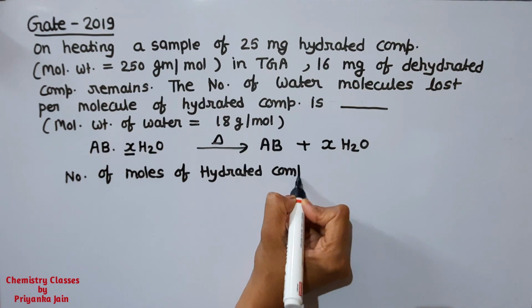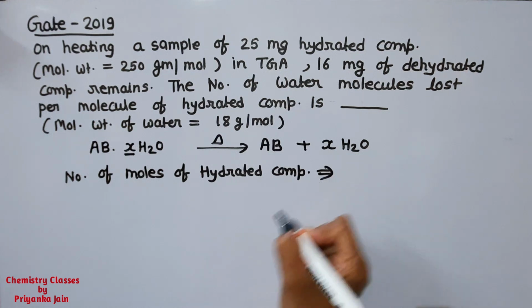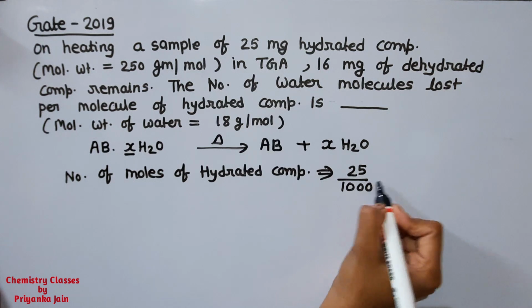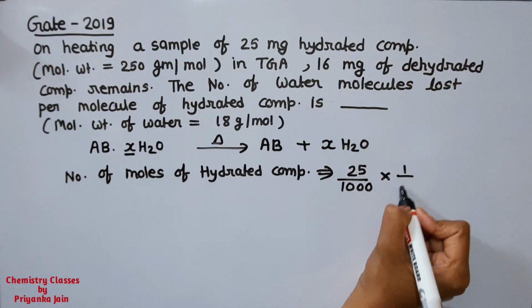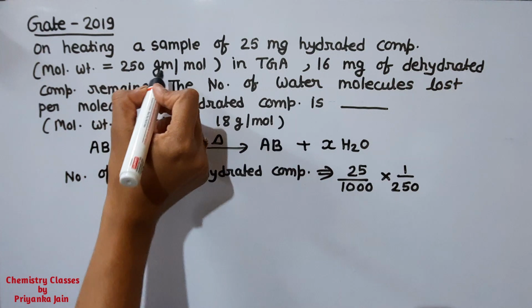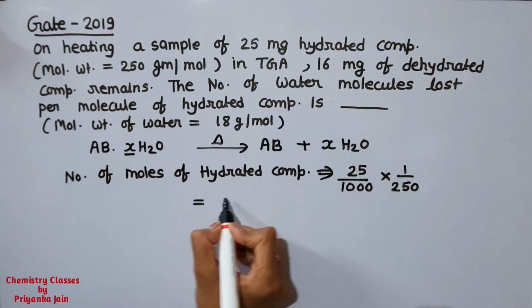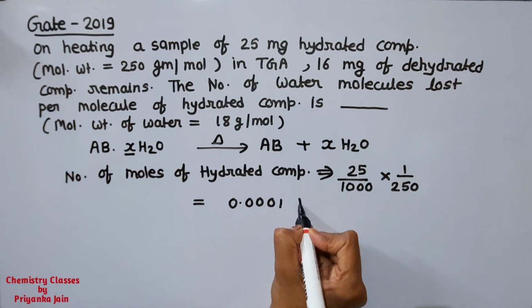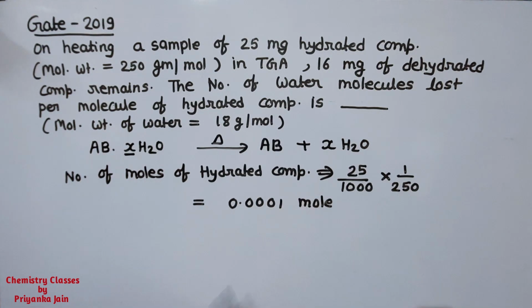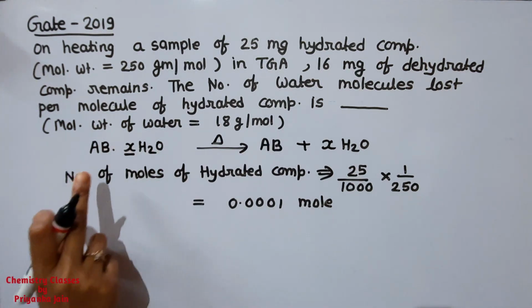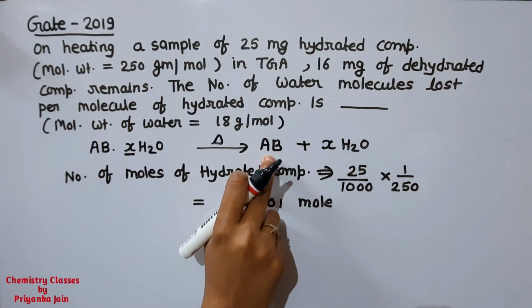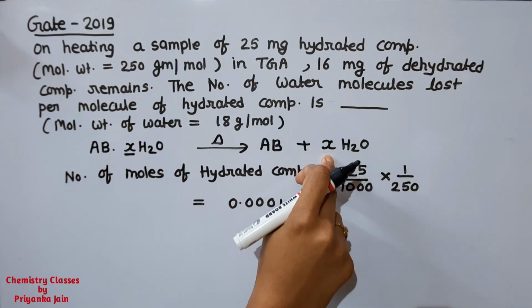And this is quite easy. What we have to do? Firstly, this is in milligrams, so divide by 1000, and then divide by the molecular weight, 250 grams per mole. So what are we getting? This will be equal to 0.0001 moles. Now from this equation we can see that 1 mole of this hydrated compound gives 1 mole of the dehydrated compound and x moles of H2O.